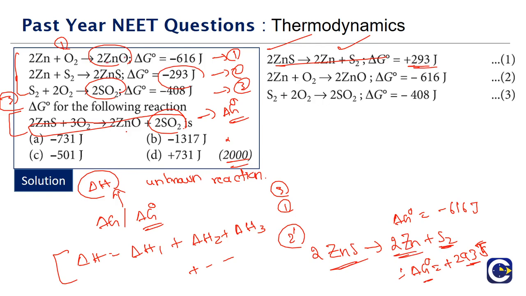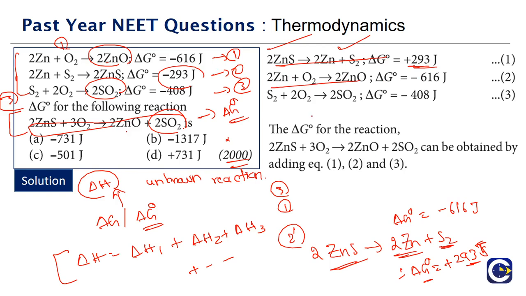First reaction, the original is kept as it is. Okay, 2Zn plus O2 gives rise to 2ZnO, minus 616. Third reaction is also as it is. Now, if you look at the del G naught of the overall reaction, how do we get it? By adding the 1, 2, 3.